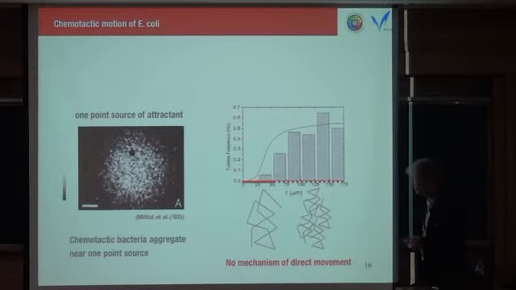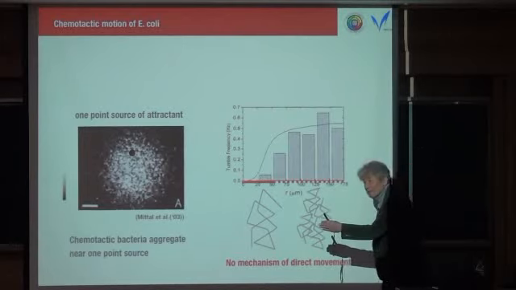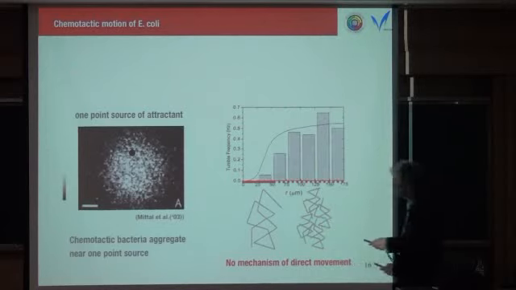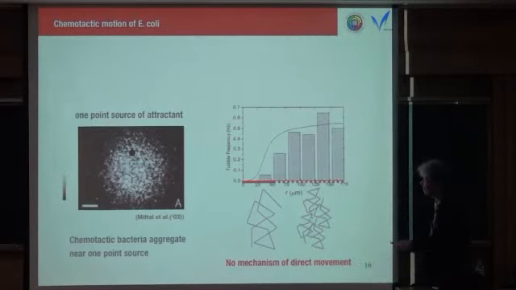In that situation, the tumbling frequency is quite low. Okay, it means they prefer to run. But in this area, it means a quite low concentration of attractant, and at that time the frequency is very high. So like this.